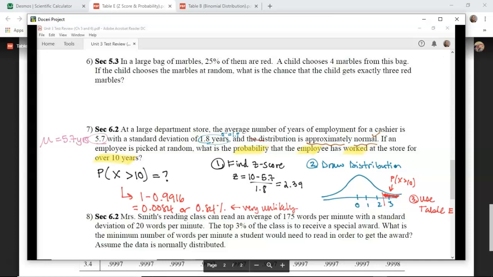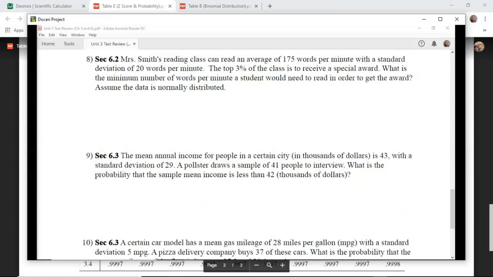All right, for our second example from chapter 6, says Mrs. Smith's reading class can read an average of 175 words per minute. So that's my average reading time for the whole class, like my population average, with a standard deviation of 20 words per minute. That's my sigma. The top 3% of the class is to receive a special award. What is the minimum number of words per minute?